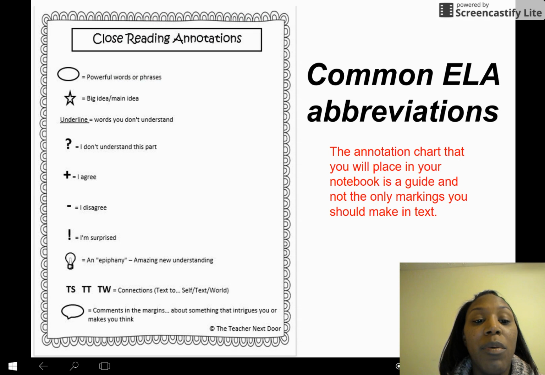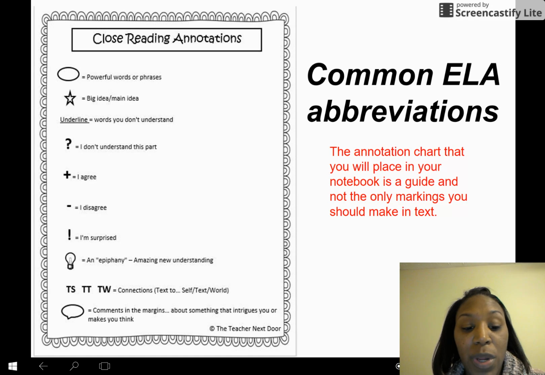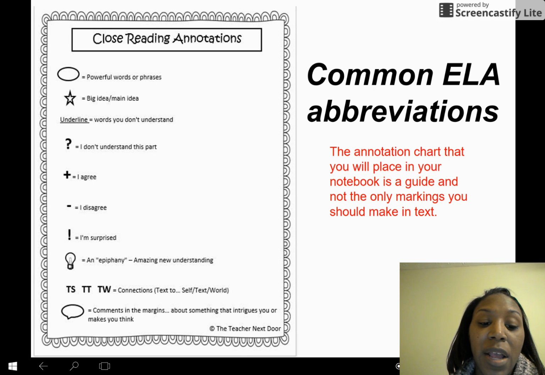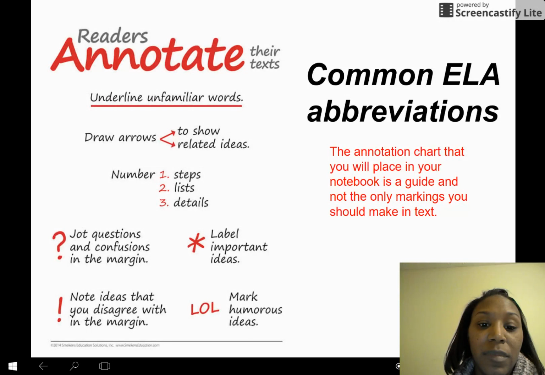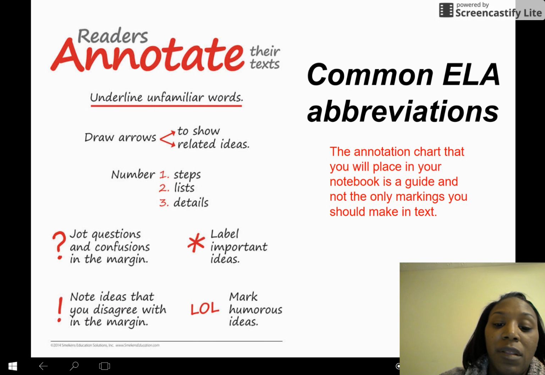Here's another one that gives you some examples of things that you can do in the text. I am going to provide you with a chart of this when we start our notebooks on Wednesday and Thursday. You can also put numbers, put a star beside. This one right here is the one that I would say is the star beside it right here.